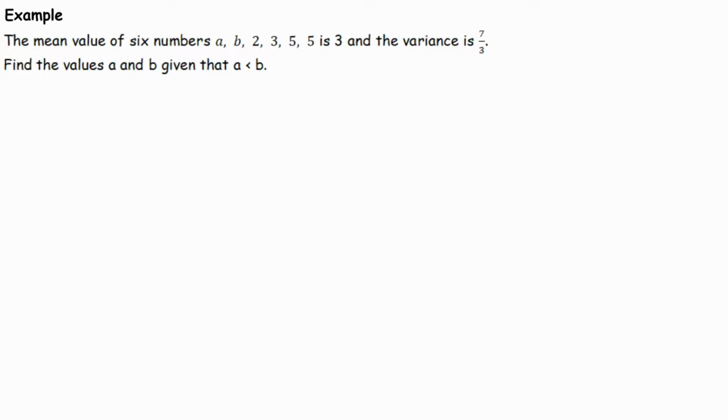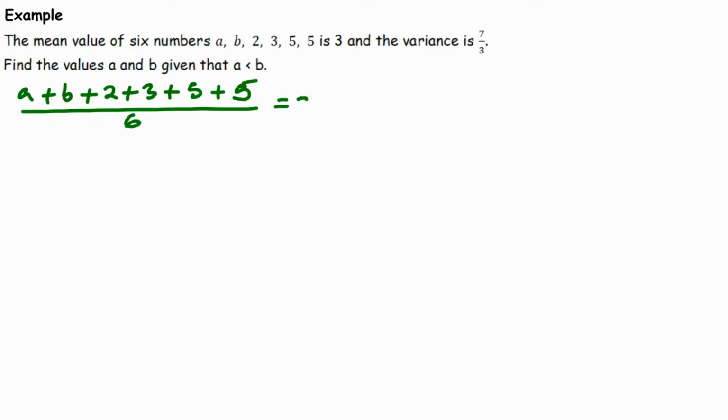So we know that the mean of these numbers is 3. And to calculate the mean, we add the values. So A plus B plus 2 plus 3 plus 5 divided by how many there are? Which is 6, and that should be equal to 3.